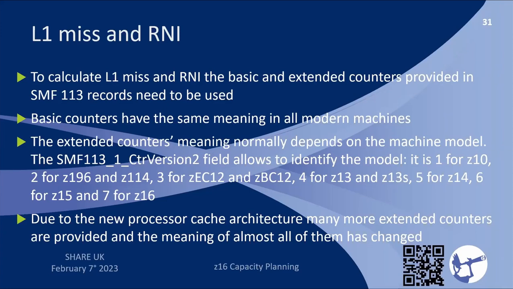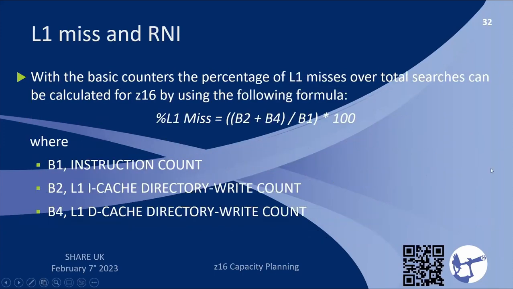You may read it. So you have to read the record, read this field, and then enter a different section of loops depending on the hardware that you have behind. Because again, with the extended counters, the same counter has different meanings depending on the hardware that lies behind. Basic counters, again, are the same as they used to be.